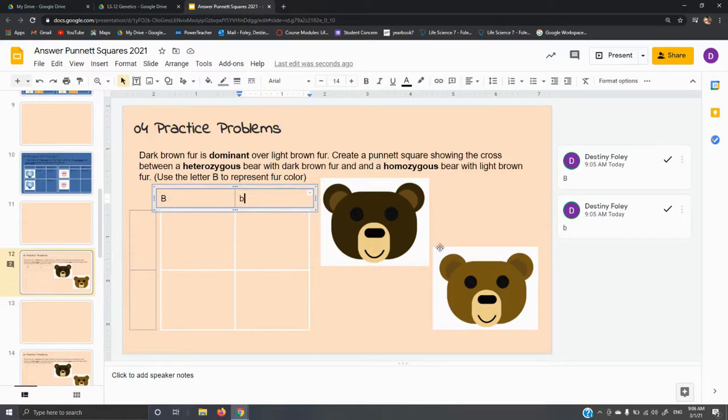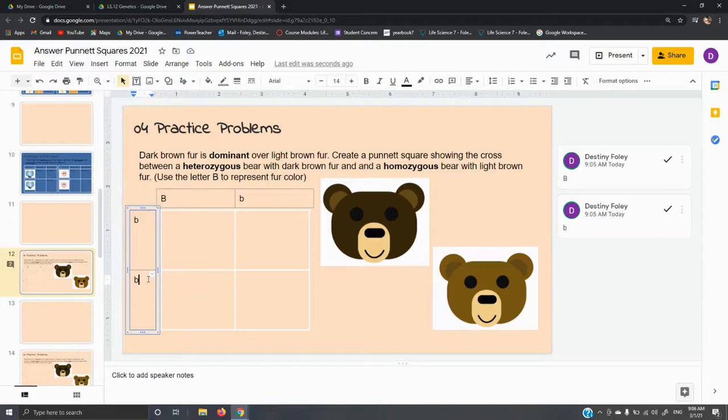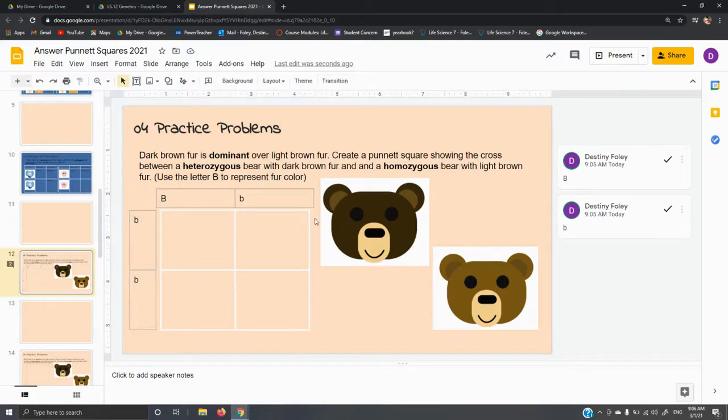Next, we have a homozygous light brown fur bear. This bear has to have both lowercase letters. Why? Because it is recessive. In order for a recessive trait to show up, you have to have two of the same recessive alleles. All right, so we're good there.